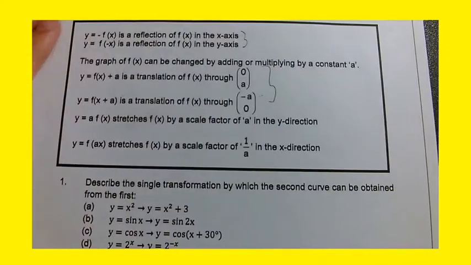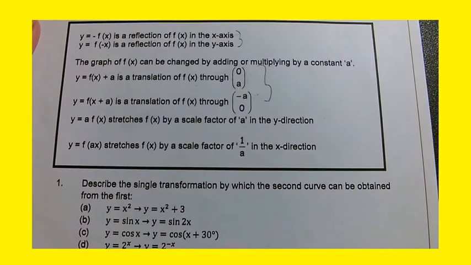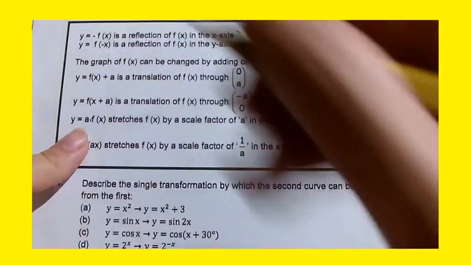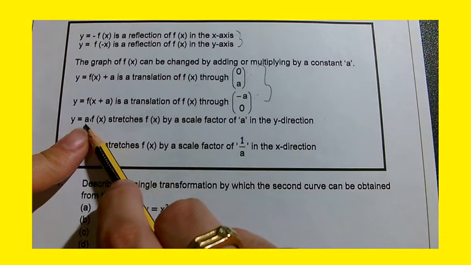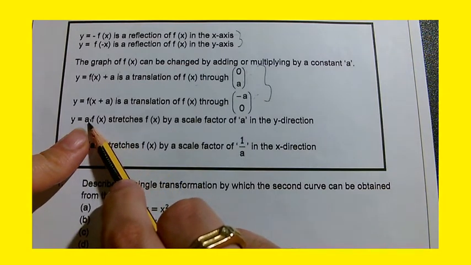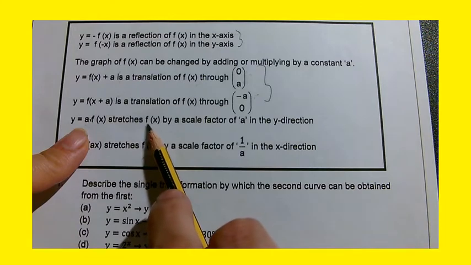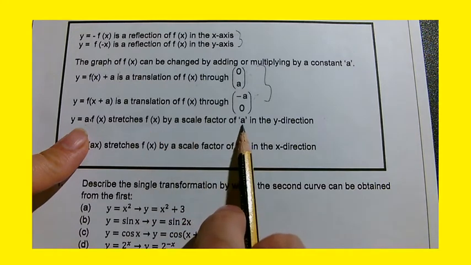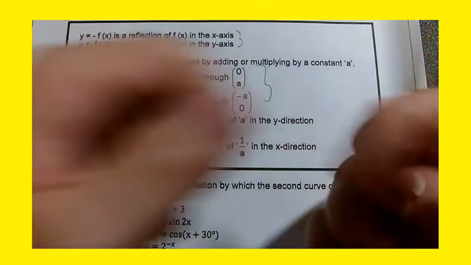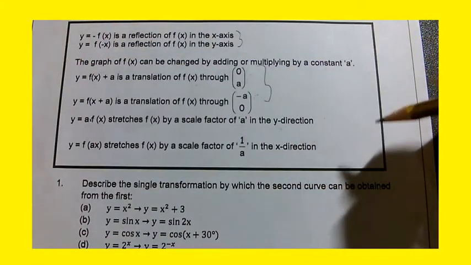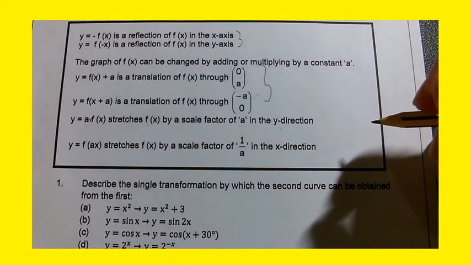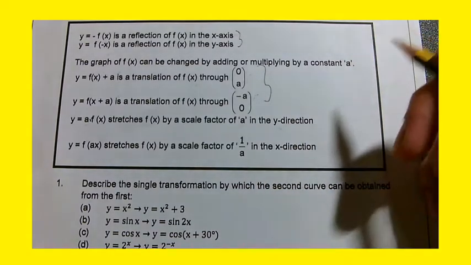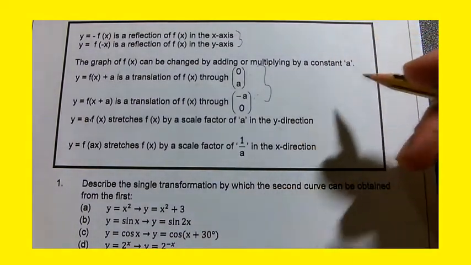The last one is stretch. So if I have a number outside of the function, it's being multiplied by that function, then what will happen is the y values will be affected by that number, and the function will be stretched by a scale factor of that value a in the y direction. So essentially the function's being pulled in the y direction depending on the value of a, or squished in the y direction, but we don't use those words, we just use the word stretch.